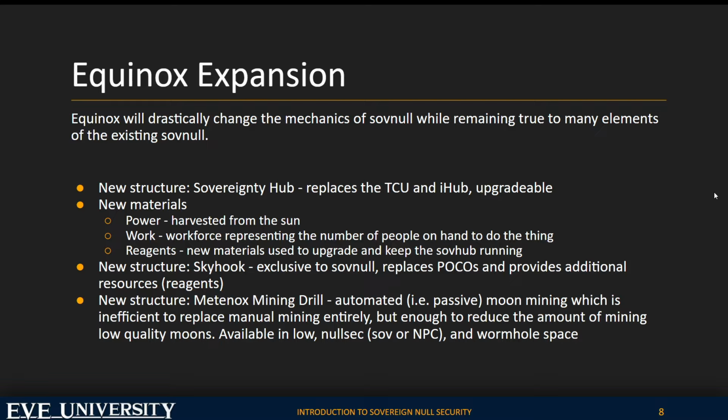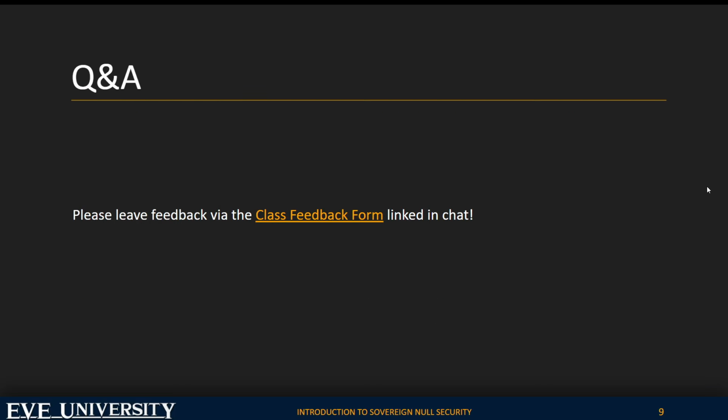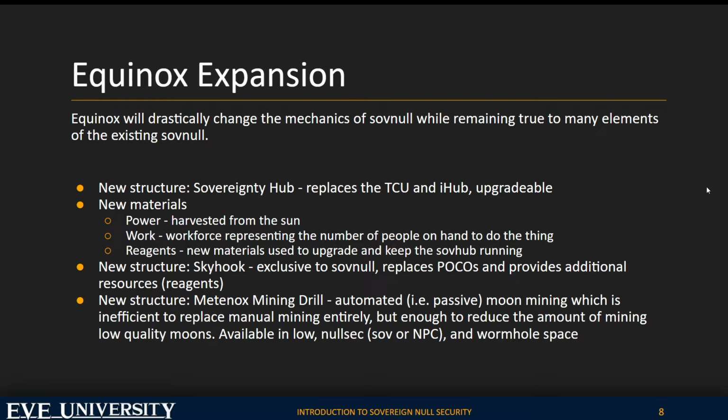So Equinox is going to change Sovnull. Now there are going to be some core elements that are going to remain the same, but there's also a number of things that are changing. So in some ways this is going to be a dramatic change, and in other ways it's going to be much the same. The first is that there's going to be a new structure called the Sovereignty Hub, and this is going to replace the TCU and the iHub, and it will be upgradable.